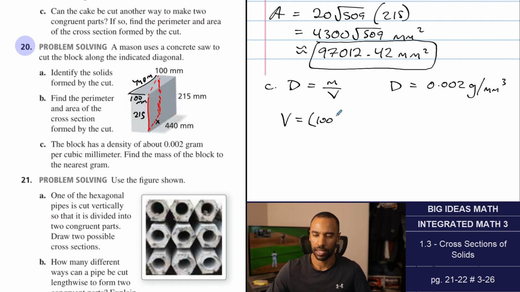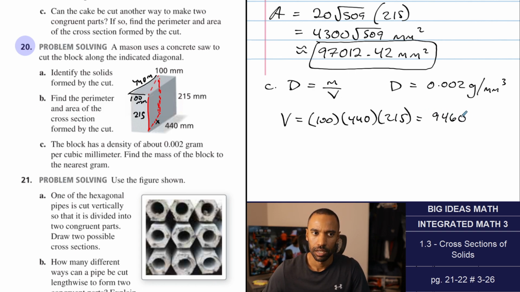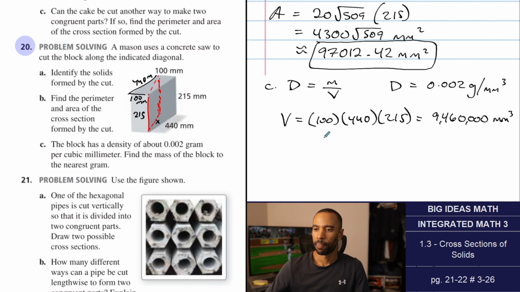Let's do 100, 440, and 215. And this will give us cubic millimeters of this thing. 100 times 440 times 215. And we get 9,460,000 cubic millimeters.